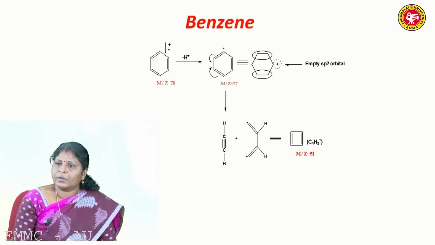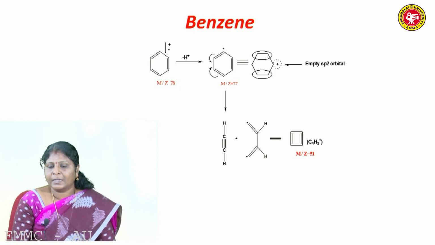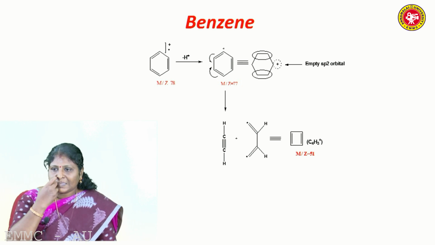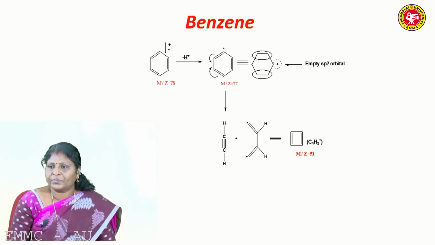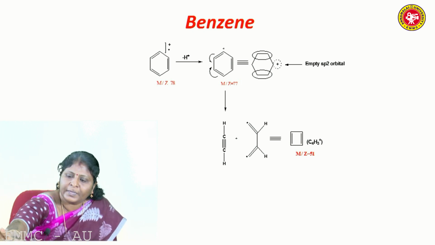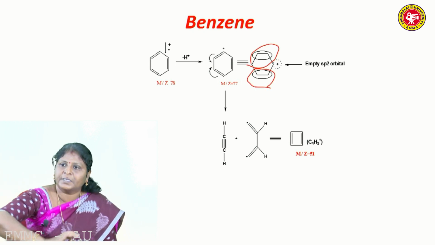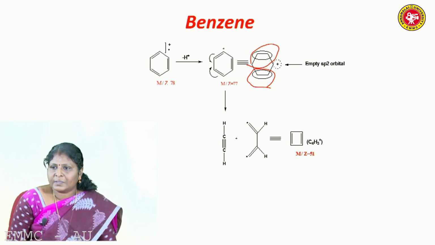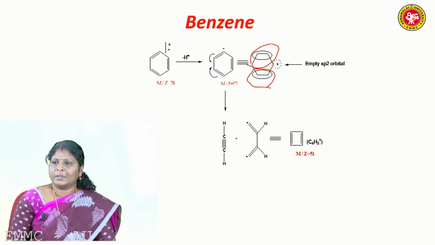After the loss of one hydrogen atom or hydrogen radical, a peak corresponding to m/z 77 will be obtained, that is due to the phenyl cation C6H5+. This type of phenyl cation is very rare in normal organic reactions because there is a carbon in an sp2 hybridized state with an empty orbital. This positive charge cannot be delocalized by means of the electrons, which are given by the shaded region, because that orbital is a vacant orbital. So this is somewhat less stable.